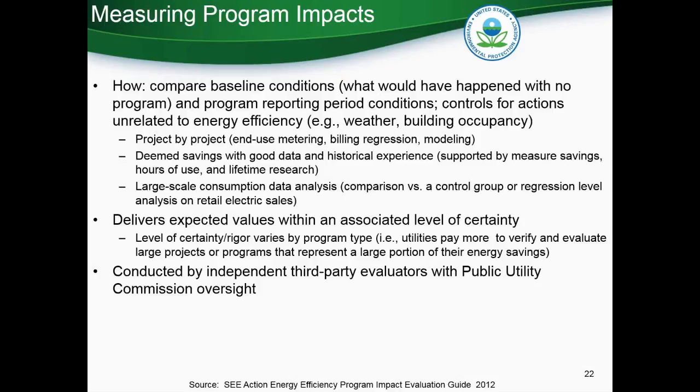Obviously, utilities are investing large dollars in commercial and industrial programs. If there's a specifically very large project, you're going to get a lot of on-site verification. And with some of the mass market programs, there'll be different levels of rigor. Always, or at least best practice is to always have them done by an independent third party, not the organization delivering the program. And there's usually Public Utility Commission oversight associated with that. Sometimes Public Utility Commissions also will hire their own experts to review these evaluations.